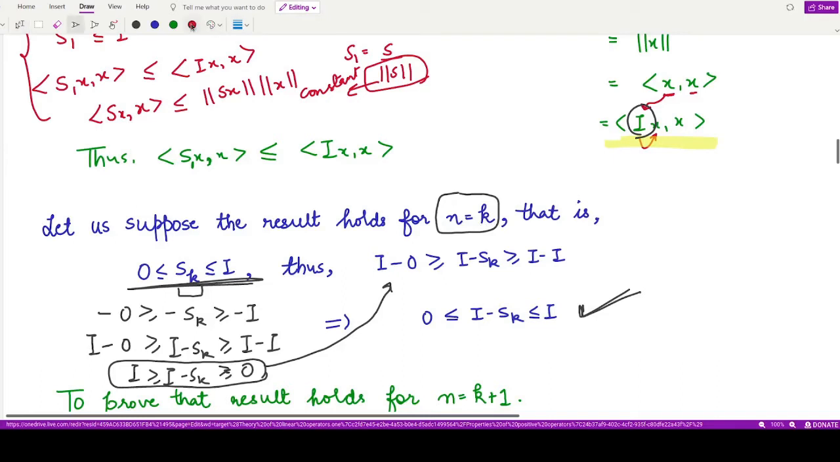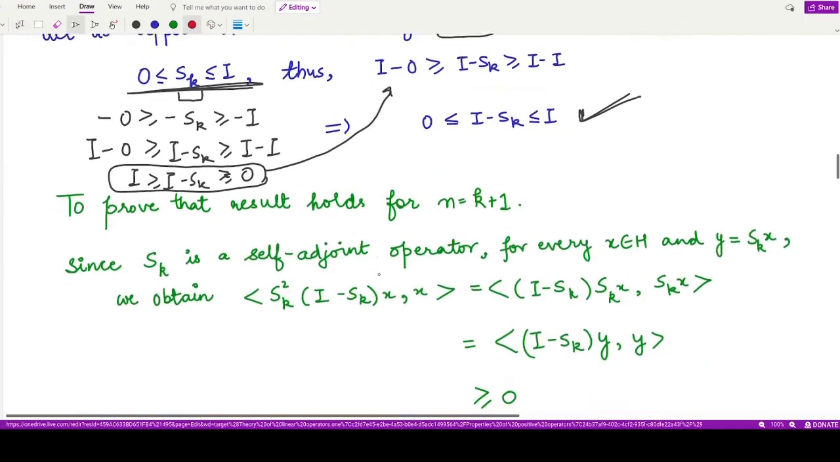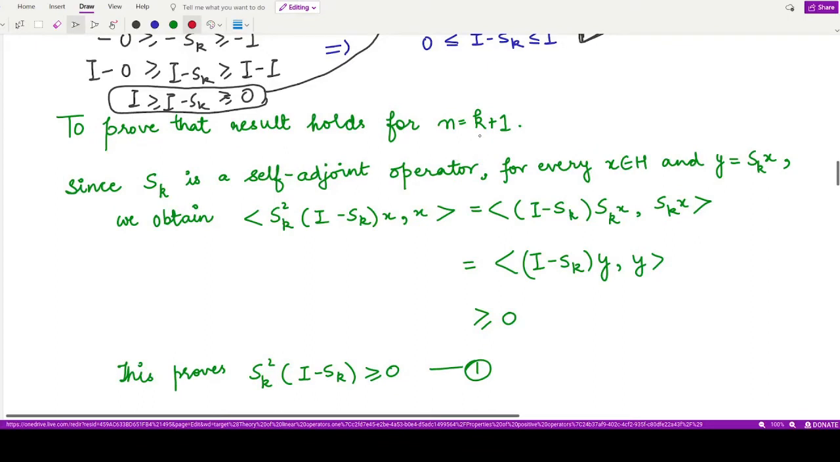Now here we wanted to prove, in the next part of induction, that the result holds for n equal to k plus 1. In order to prove this, let's see how we proceed. Here we assume that S_k is a self-adjoint operator, and for every x which is a member of the Hilbert space, we may write S_k x as some other member, which we are calling y, right?